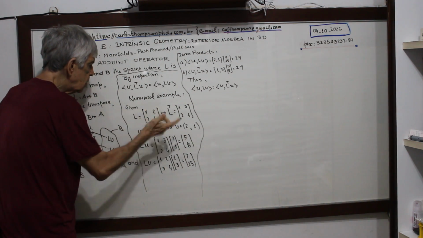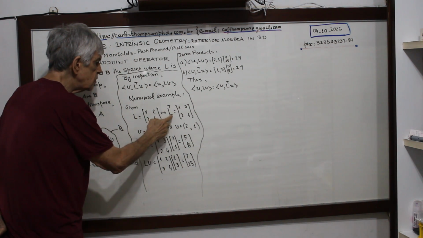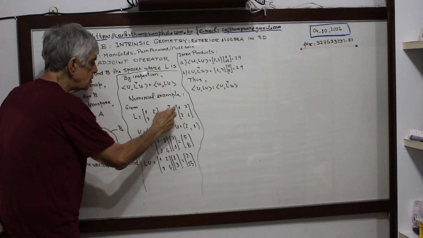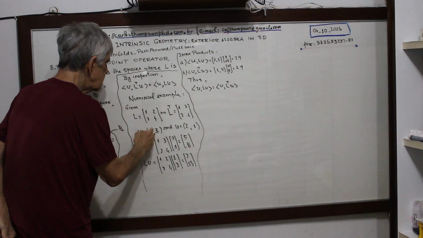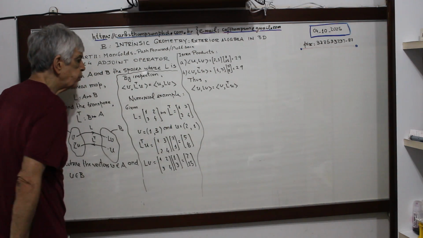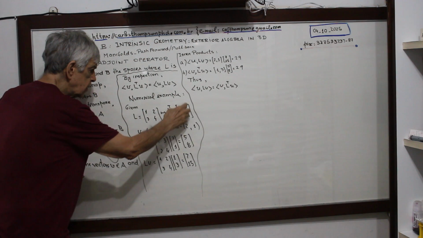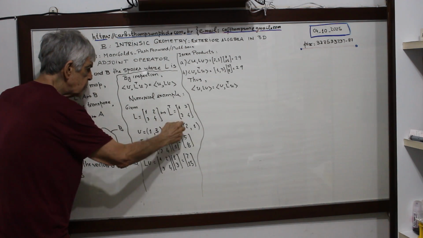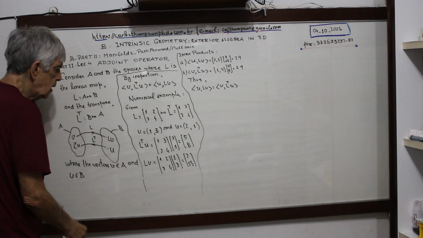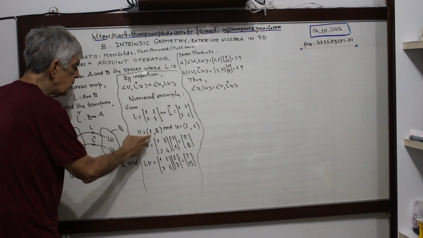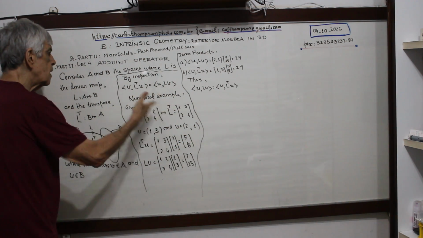Now, given L, that's simple, 1, 2, 3, 4, then L transpose: the first column is the first row, 1, 3, and the second column is the second row, 2, 4. First row, first column, second row, second column. That's L transpose. Now, let's consider V with components 1, 3 and U with components 2, 1 as a numerical example.